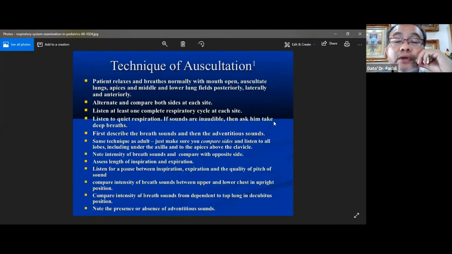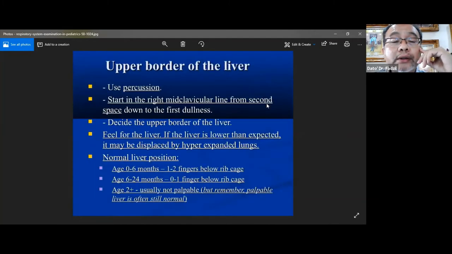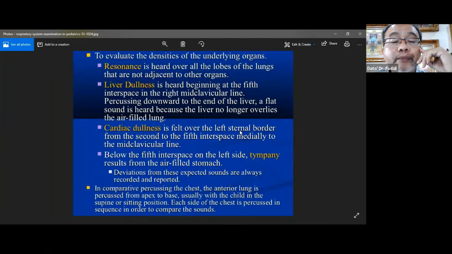Okay, then after you're done with your percussion, you go to auscultation. Okay, the auscultation. What do you look at? First you must know the air movement. That one, I think I was going to show in the picture.